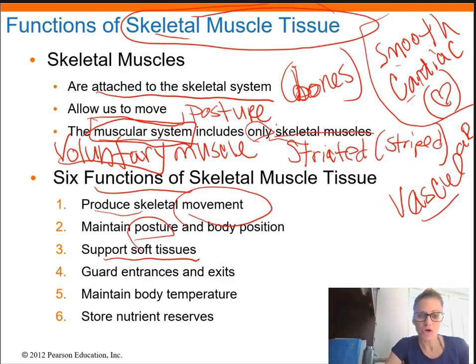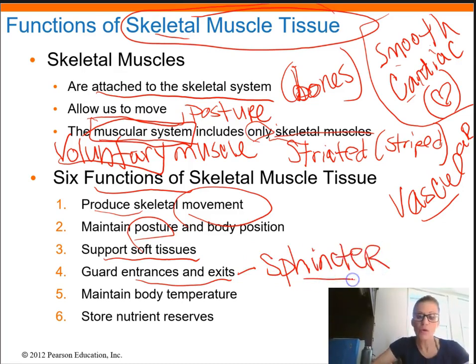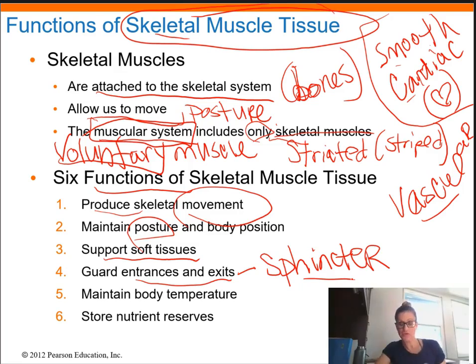Skeletal muscle guards the entrances and exits to certain parts of the body. It does this by forming something called a sphincter. Now, we have a couple different types of sphincters. There are sphincters that are made out of skeletal muscle that we consciously control, and there are sphincters that are made out of smooth muscle that are automatic. We don't consciously control those ones. But an important part of skeletal muscle is to form these voluntary sphincters.